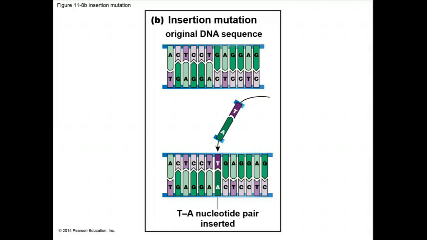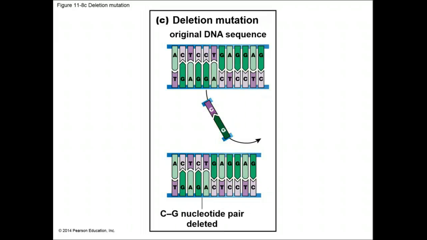We also talked about insertion mutations. These occur when one or more new nucleotide pairs are inserted into the DNA double helix. This can cause what we call a frameshift mutation. And deletion mutations occur when one or more nucleotide pairs are removed from the double helix. This too can cause a frameshift mutation. In both cases of the insertion and the deletion, the protein is almost always non-functional.